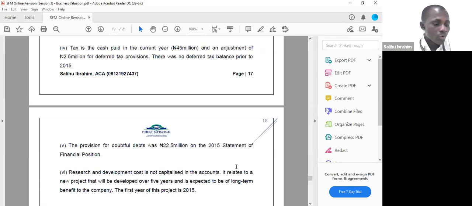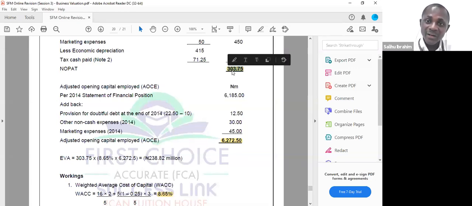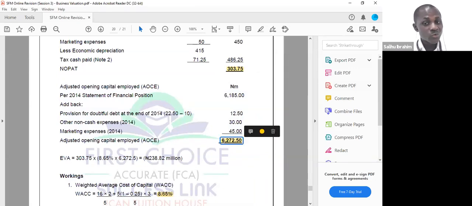Okay. Now, look at the profit it generated. The company generated 168.2 million profit. But when we compute our net operating profit after tax, we discover that the NOPAT was just 303 million, right? Good. Now, for this company to generate 303 million, the company used capital. The total capital used was 6272, but not the whole amount was used in that year. The amount that was used in that year is the proportion of the work.